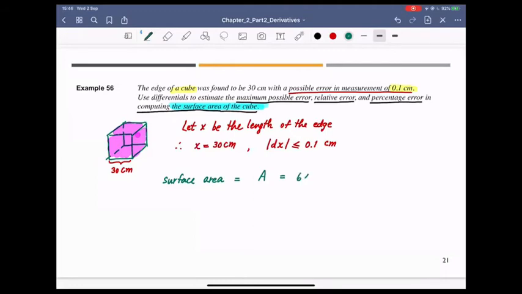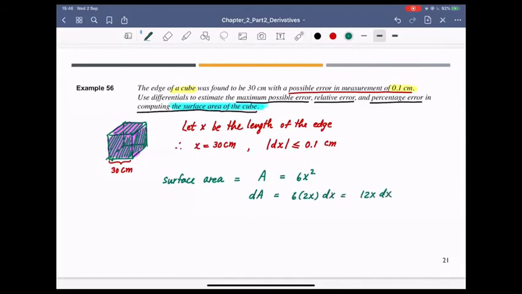So yes, it's going to be 6x squared, because on each side you're going to get x squared, right? And then you have 6 sides in total. So that means the surface area is going to be 6 times x squared. So you have the relationship A equal to 6x squared. That means you have dA, the differential of A. This is going to be, sorry, 6 times 2x, that is 12x dx.